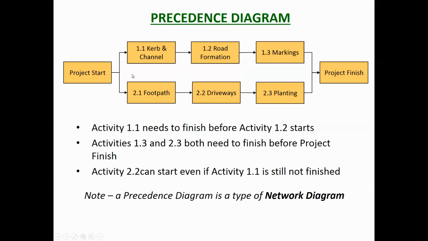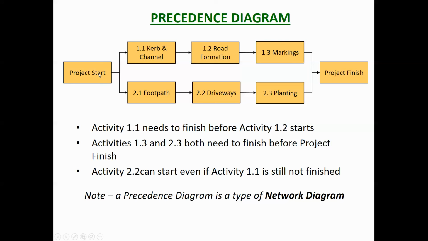So what this does is it shows us a really good overview of the sequence and the relationship between each one of the work packages. So for example, we know that item 1.2, road formation, or work package 1.2, cannot start until the curb and channel has been laid. So that's a successor, and the curb and channel is the predecessor. So curb and channel is a predecessor to 1.2 road formation. Road formation in turn is a predecessor to 1.3, which is the markings. So 1.3 can't start before the road formation goes.